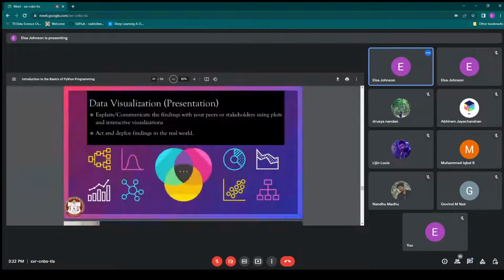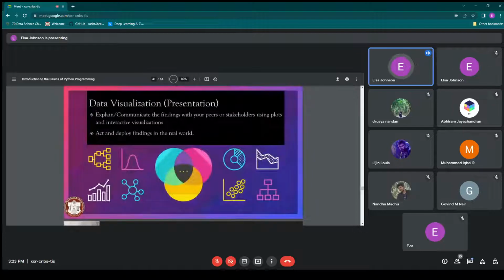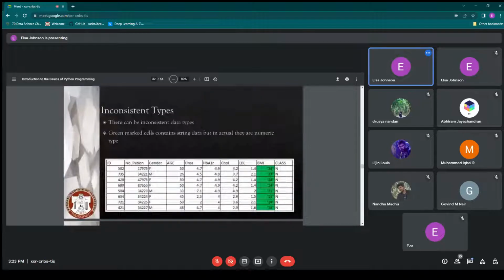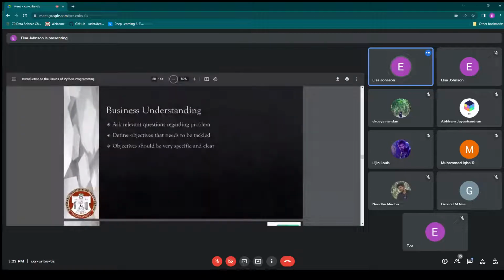Now after learning, you might have to present your findings to your peers or stakeholders or your higher authorities. So explanation or communication of the findings can be done using plots and interactive visualization. So this will be to act and deploy findings in the real world. So these are the different steps of the data science life cycle.